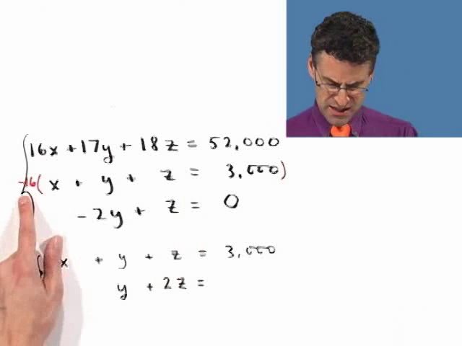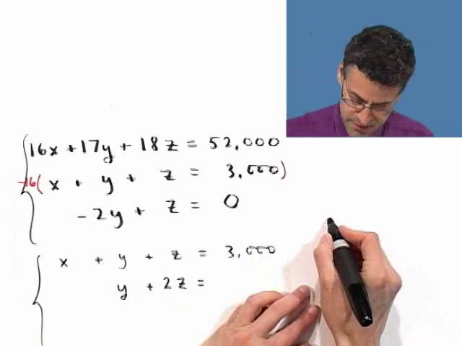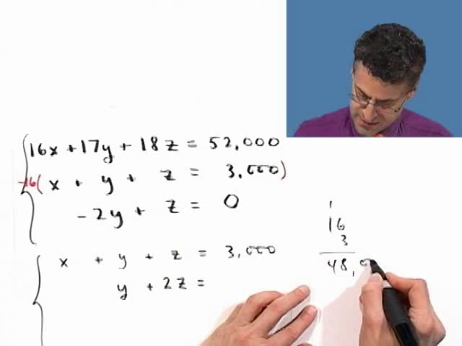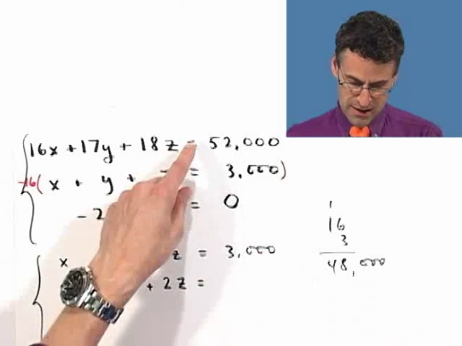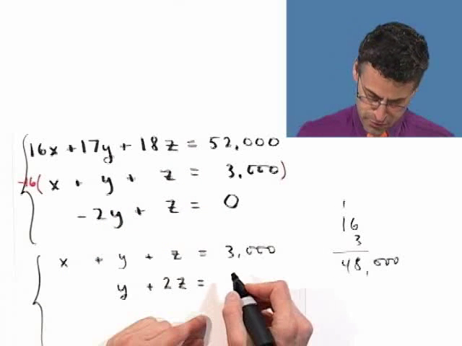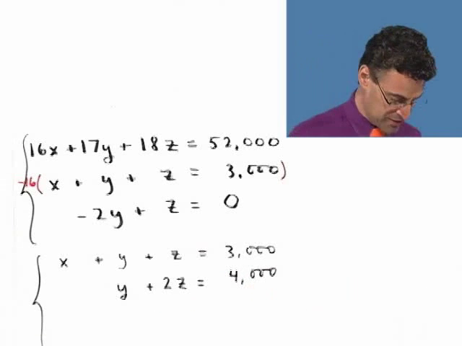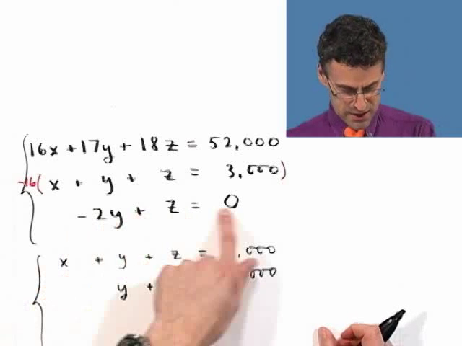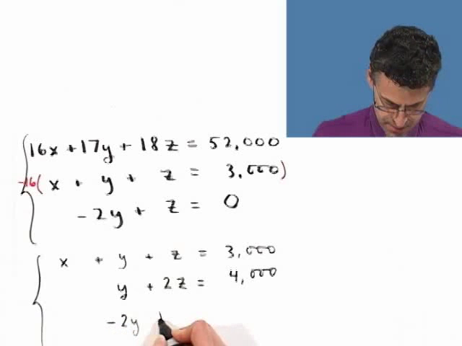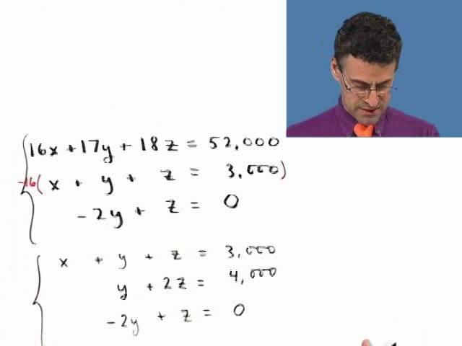And now negative 16 times that. Now, you know it in your head. I've got to write it out here a little bit. So this is 16 times 3, that's going to be 48, so it's 48,000. And I have to subtract, so I take the 52,000 minus 48,000. So that's something like 4,000. See, even I have to do a little bit of calculation every once in a while. And now I'm going to write this one down here as negative 2y plus z equals 0. Okay, so there's now an equivalent system.